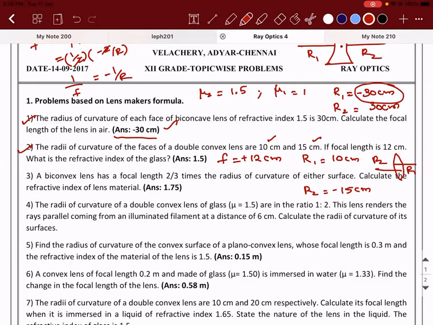So they're asking what is the refractive index of the material. Mu2 is equal to how much? And mu1 is equal to 1. Substitute all the values, find out the value and tell me what is the answer. Make it fast.